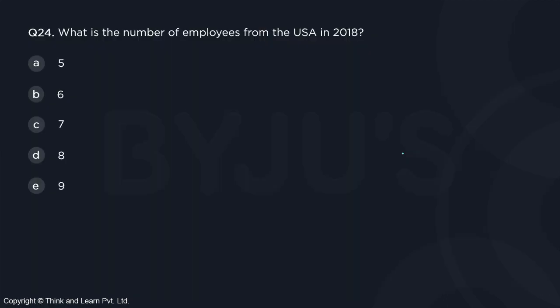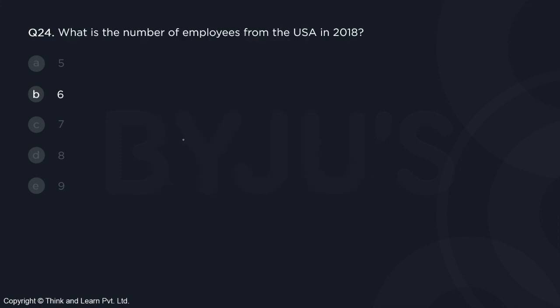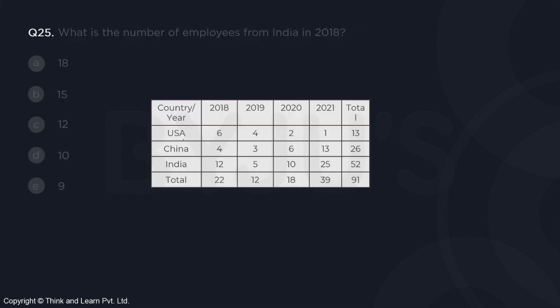Let's have a look at this first question. What is the number of employees from the USA in 2018? The number of employees from USA in 2018 is equal to 6. My correct answer is option B, that is 6. What is the number of employees from India in 2018? From India in 2018, the number of employees is 12. So my correct answer is option C, that is 12.